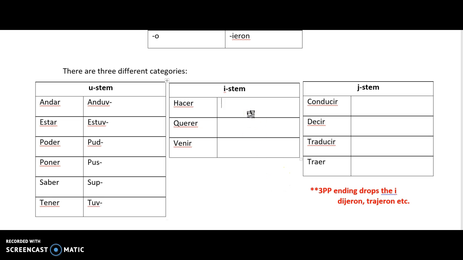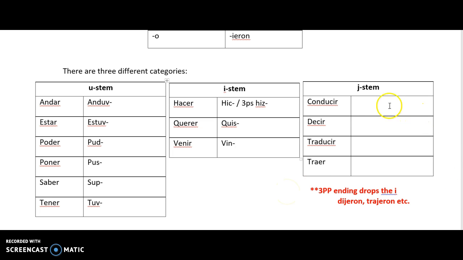Your I stems, we have hacer, and the stem is hic. But remember, in the third person singular, so él, ella, usted, the stem is hiz. So we have hizo, él hizo with a Z. Querer is quis. And venir is vin. Those are your I stems.